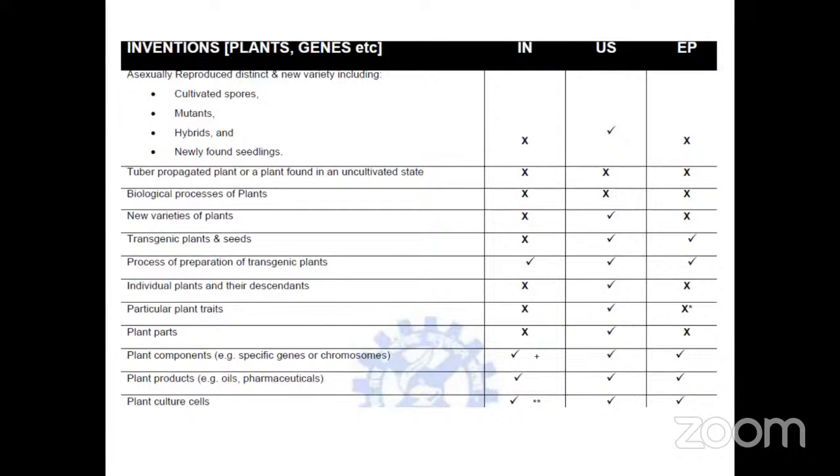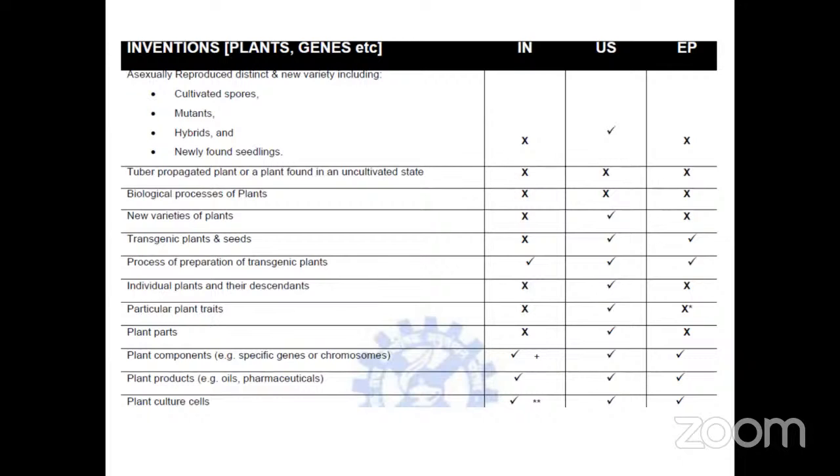Then biological processes of the plants like photosynthesis, respiration, whatever things are naturally available, you can't patent anywhere. Whatever is the result of nature, you cannot protect or patent. Biological process of plants. New varieties of plants: if breeders develop a new variety of plant, that is not patentable in India.